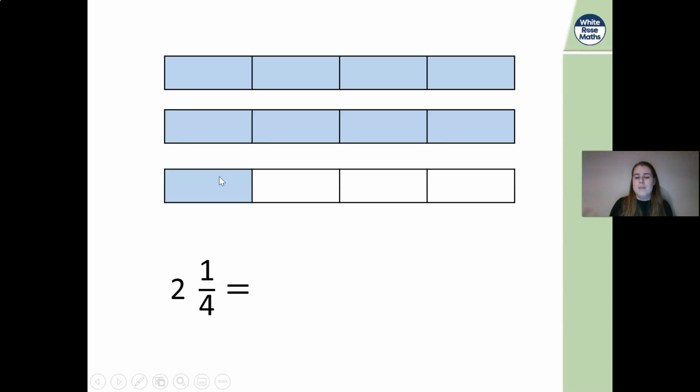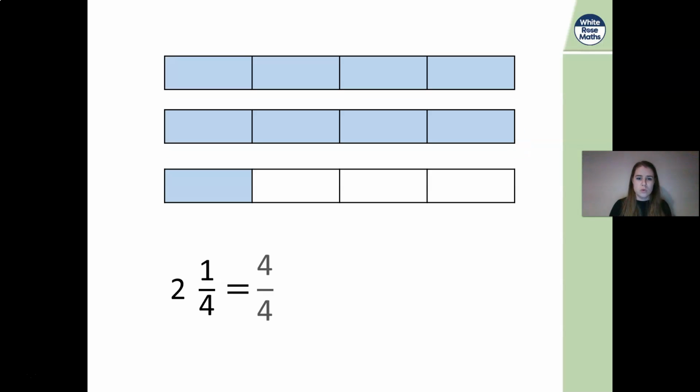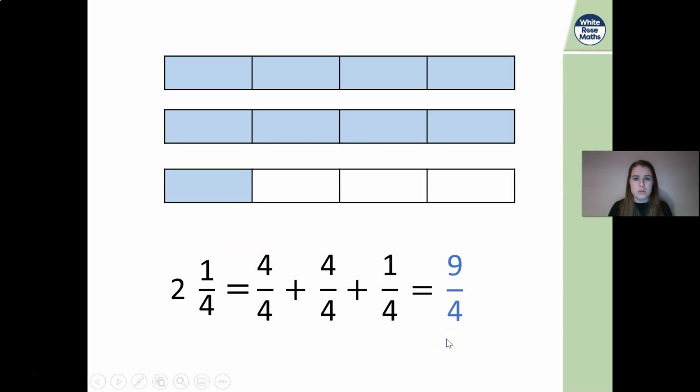So now I need to work out, well, how many quarters is that altogether? So all I have to do is just count them. So here, 1 whole is the same as 4 quarters. So that would be 4 quarters. Then I've got my other whole one there, which is another 4/4. We're going to add that 4/4 as well. And here I can see I've got 1/4, so I'm going to add that 1/4. All I need to do now is add my numerators together. I know that 4 add 4 add 1 is going to give me 9/4.